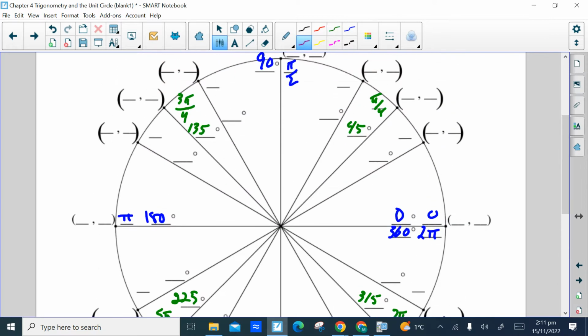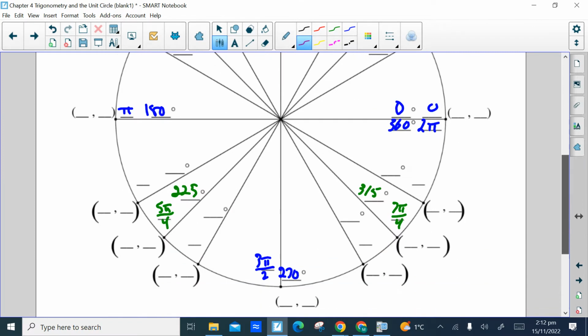We can also go around the circle in terms of 60 degrees, which is pi over 3 radians. Another 60 would take us to 120 degrees, which is 2 pi over 3. Another 60 takes us to 180, which is 3 pi over 3. That's pi. Another 60 would be 240 degrees. That's 4 pi over 3. Another 60 would be 300 degrees, which is 5 pi over 3. And another 60 would be 360, which is 6 pi on 3. That's 2 pi.